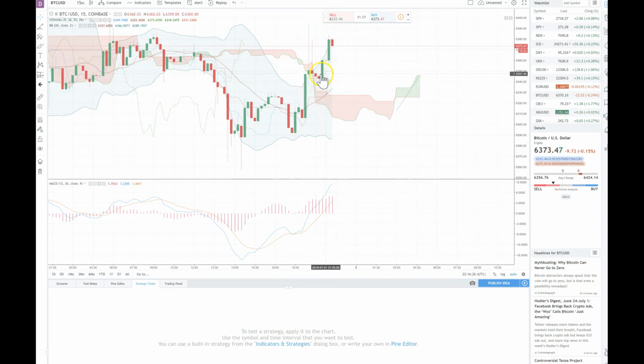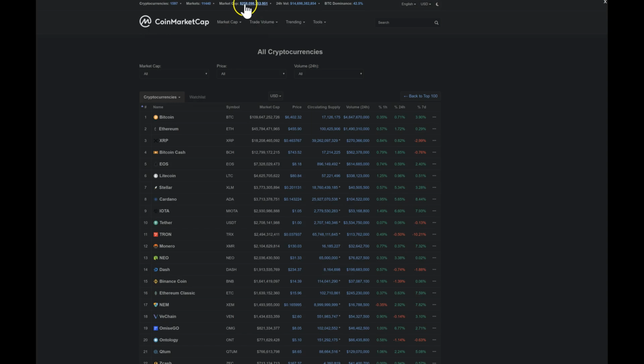This is only a 15-minute chart. Keep that in mind. It's a 15-minute chart, not a 30-minute chart. If I change it to a 30-minute chart, it's going to look totally different. So keep that in mind. But it's looking good. So I'm keeping an eye on the market cap.